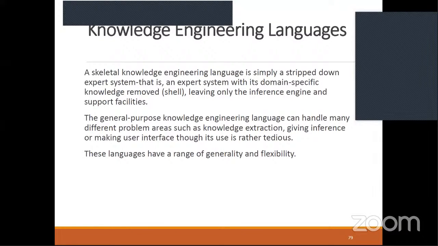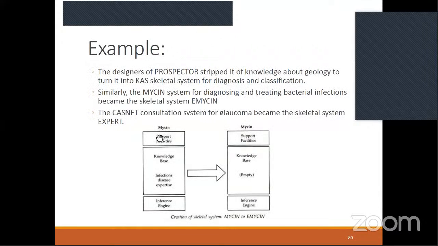A skeleton knowledge engineering language is simply a stripped down expert system, that is, an expert system with its domain specific knowledge removed, a shell. Normally, if you see this picture here, this is Mycin, a medical disease diagnosis system, but it has got three things. One is the support facility, a knowledge base, and infectious disease expertise. So this knowledge base contains expertise about infectious disease. So the expert who developed this Mycin had a lot of knowledge about diseases. So if you give some symptoms, it will identify the diseases.